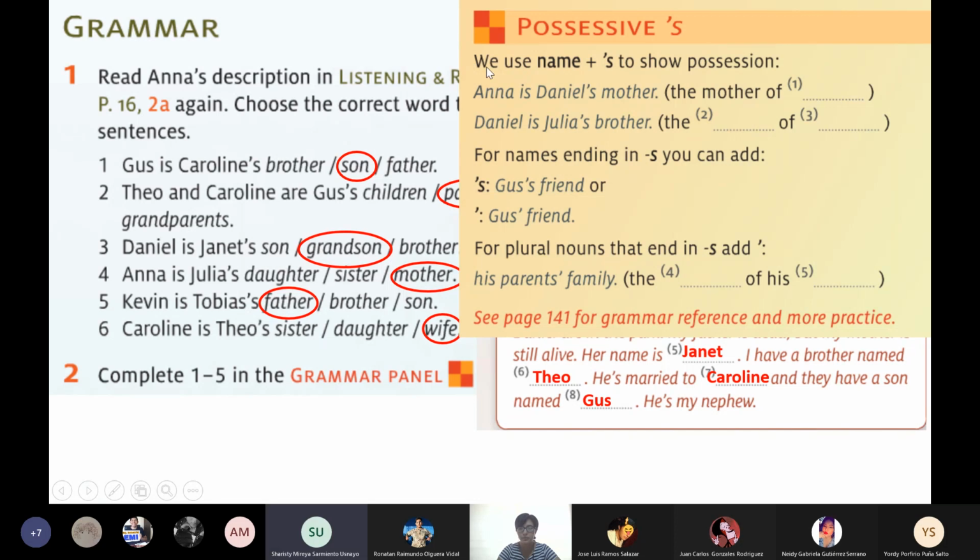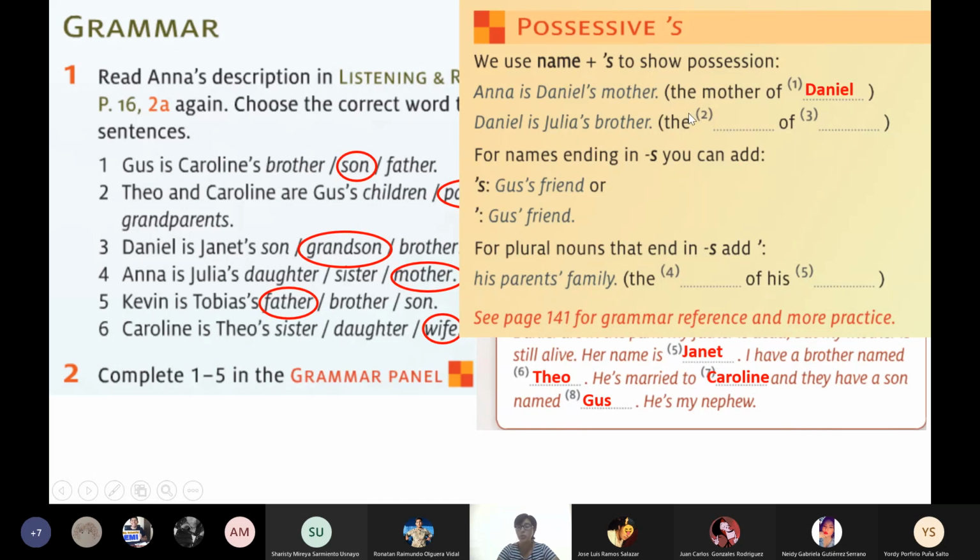Anna is Daniel's mother. Yeah, for example, here you have the name, Daniel, plus the apostrophe and s. Apostrophe and s to show possession. So you have Ana. Tenemos a Ana y lo que es una mamá, mother. So we want to say that it's Daniel's mother. So it's the mother of Daniel.